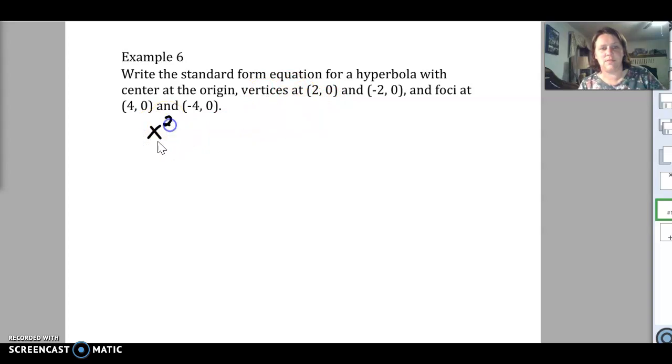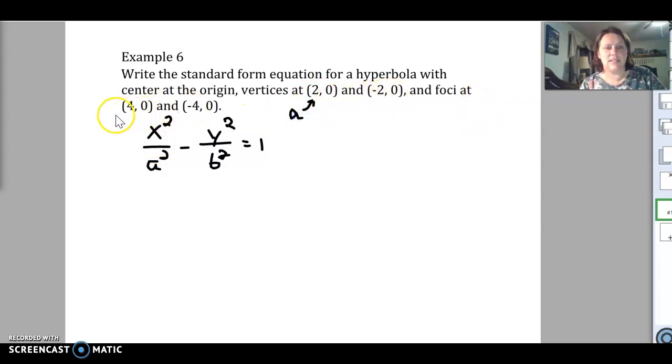So since we have our x values that are changing, we have x squared over a squared minus y squared over b squared equals 1. And that's the format that we need to fill in. So we know that a, because of our vertices, is equal to 2. We also know that c is equal to 4 from our foci. So our equation a squared plus b squared equals c squared, because c is actually the longest distance in the hyperbola. So we can fill that in.